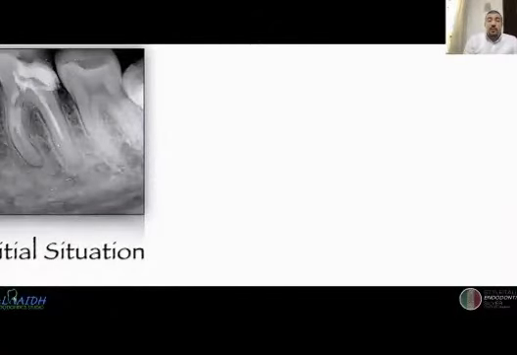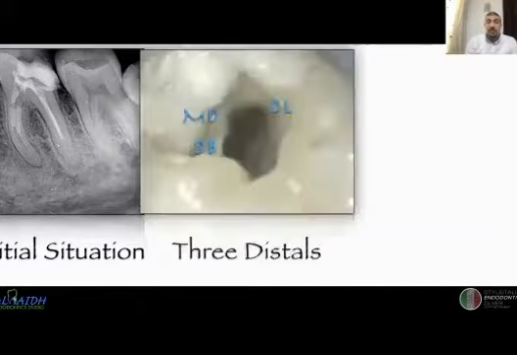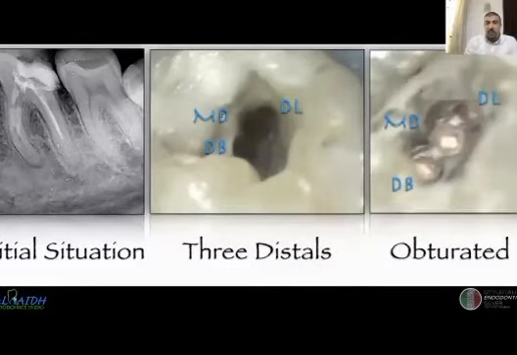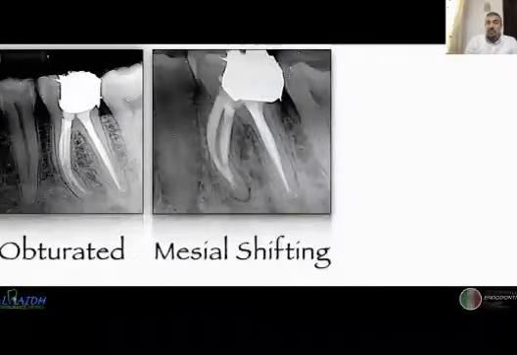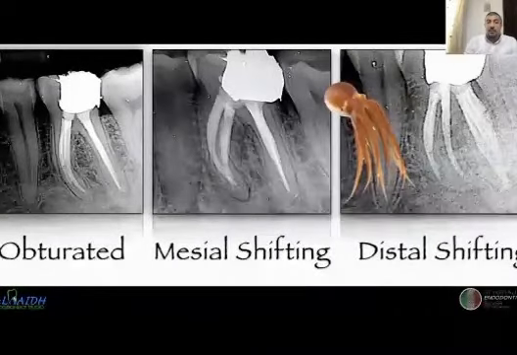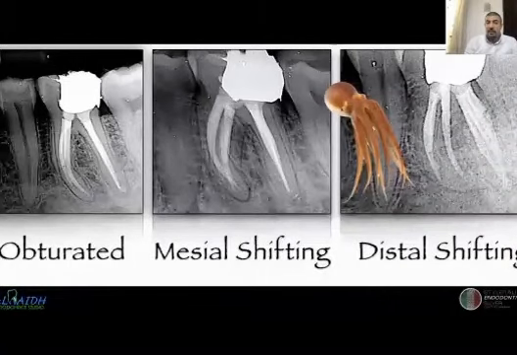This is for lower 6. So as I explained in the previous 2 situations, there was a third canal in the mesial root of lower molars. While in this case, this is lower 6, there were 2 canals in the mesial root, but in the distal, there were 3 canals. Okay, so in endodontics, you have to expect the unexpected. This is the final situation, 2 canals in the mesial root and 3 canals in the distal root.